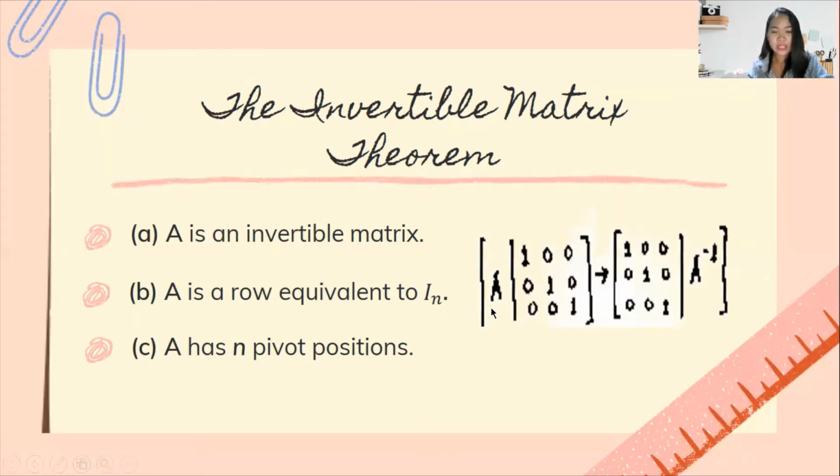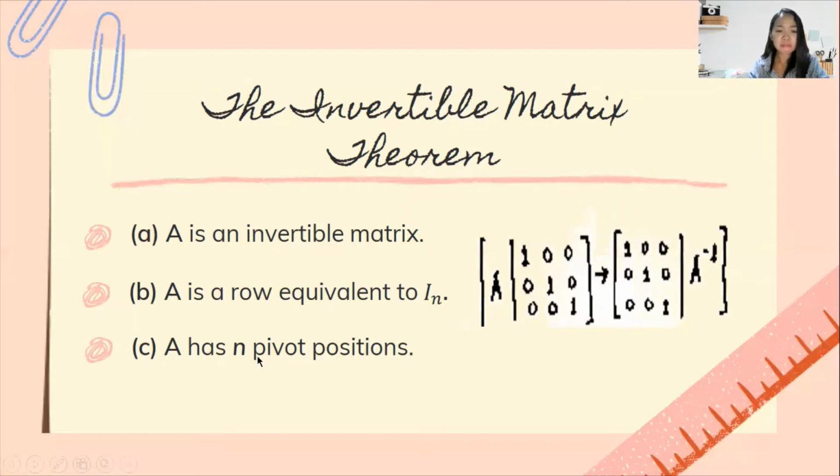If you noticed, when we find the inverse, we do the row reduce until we form the identity matrix. So we can say that A implies B. Okay, and let's proceed to letter C.